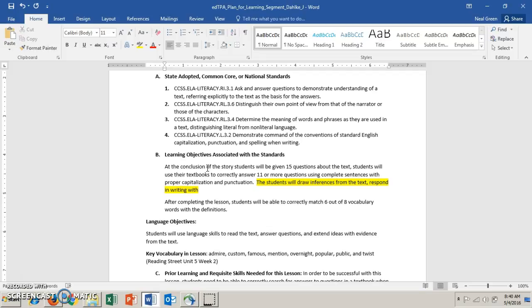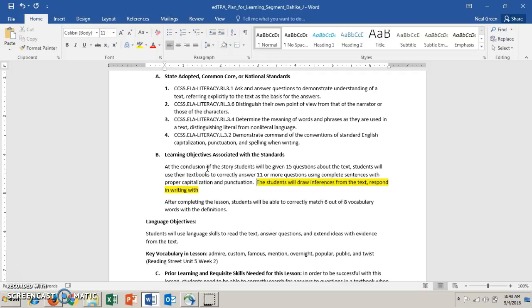It's good. It's just that you can frame your objectives to be very specific and clear as to what you want them to do during the lesson, but without saying answer 15 questions. It's more like draw inferences from the text, identify facts from the text, or demonstrate comprehension by recalling facts from the text. And facts keeps sticking in my brain, but I hope you see where I'm going with this. Okay, and then after completing the lessons, the students will be able to correctly match 6 out of 8 vocabulary words with definitions. Again, that's an activity. So get a little bit more granular than that.